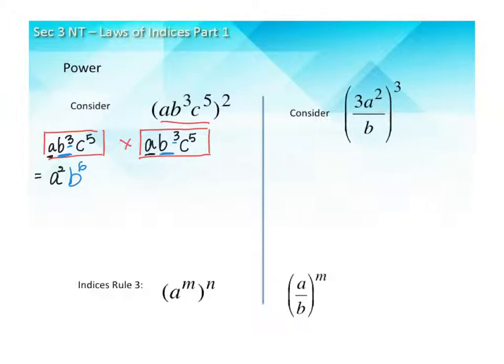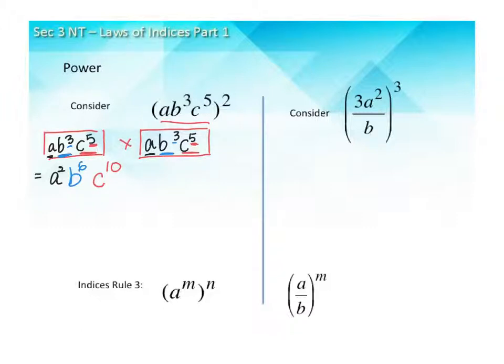Next one, I will have c. This is c to the power of 5, c to the power of 5. What will this be? I have 2 sets of power 5. That means I will get c to the power of 5 times c to the power of 5, which is actually c to the power of 5 plus 5. That gives me c to the power of 10, which is actually 2 groups of 5. That gives me 2 times 5, 10.